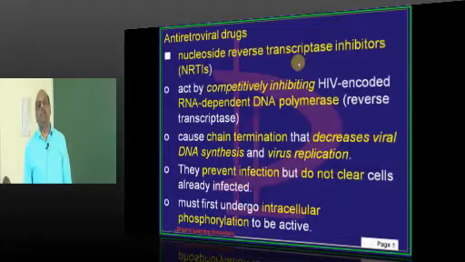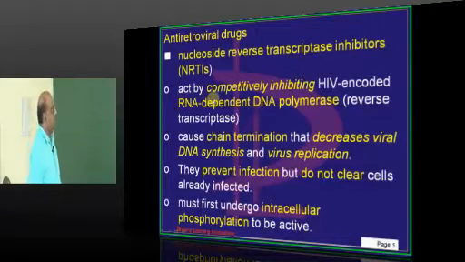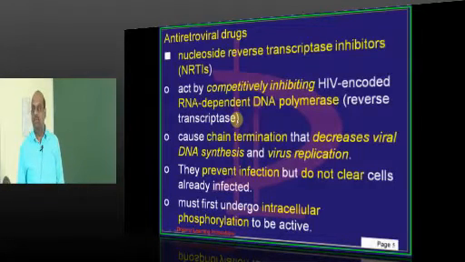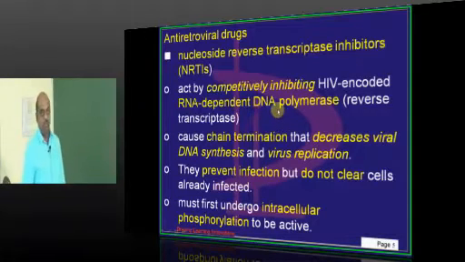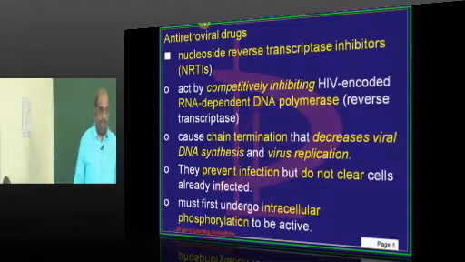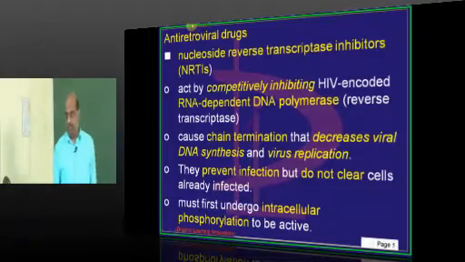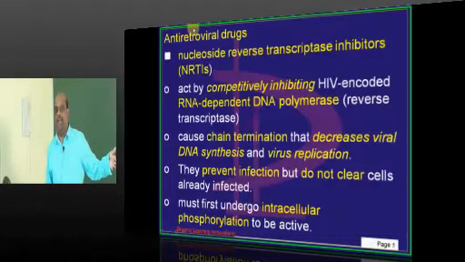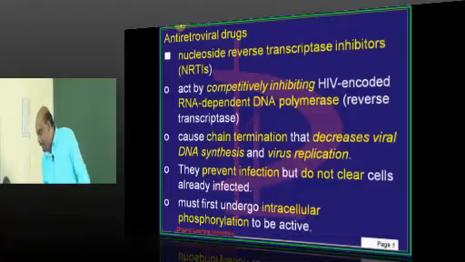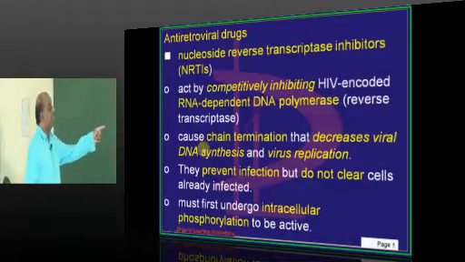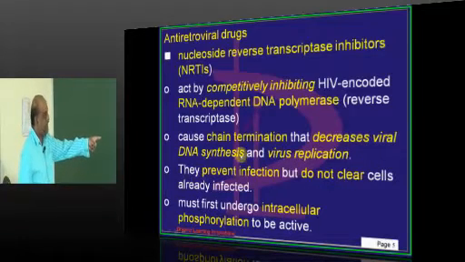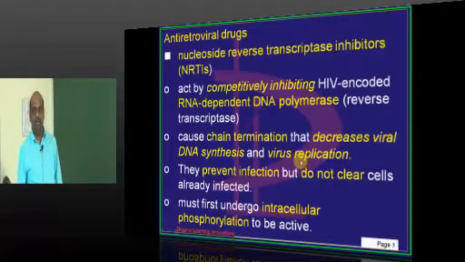Now, nucleoside reverse transcriptase inhibitors. They competitively inhibit the HIV coded RNA dependent DNA polymerase, which is called the reverse transcriptase. By doing that, what will they do? We have seen the transcription, translation. We have discussed in detail in biochemistry, no? So that part. They lead to the termination of the chain, and that leads to decreased viral DNA synthesis and viral replication.